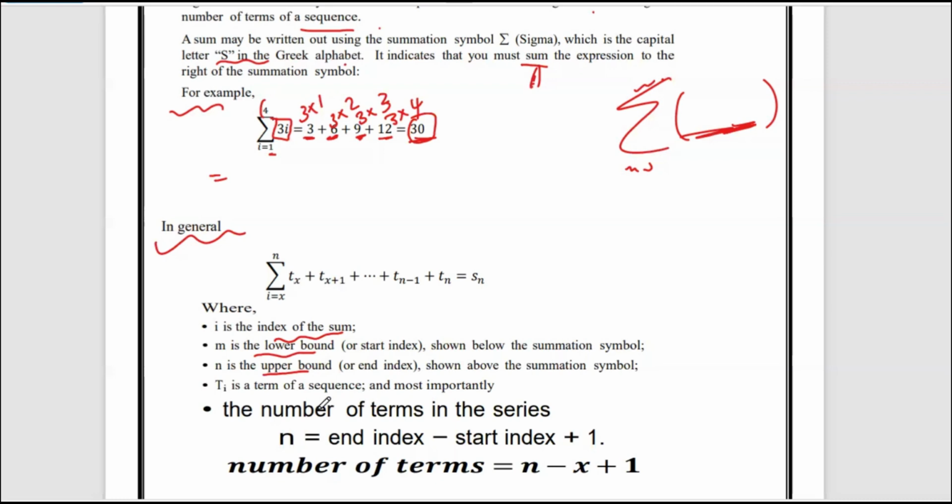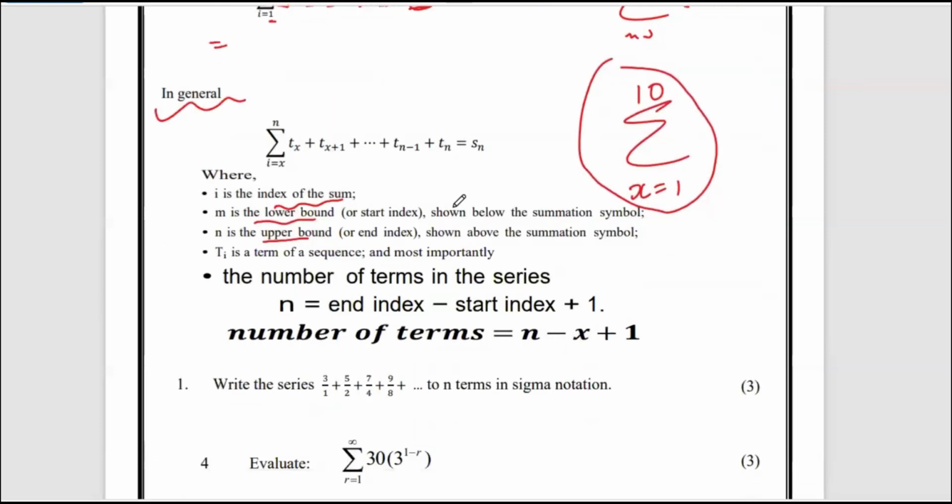Now, sometimes they can just give you something like that, and then they tell you x is 1, and maybe this is 10. And then they ask you how many terms are within this progression or the sequence or the series, okay? There's a way we do that. So you get the upper limit, which is a 10, minus the lower limit, and then you plus 1, okay?